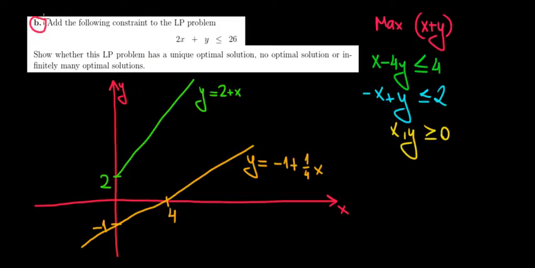Let's solve part B now. So we have to add the following constraint to our problem. This is the new constraint. We keep everything else as it was. Now show whether this problem has a solution.